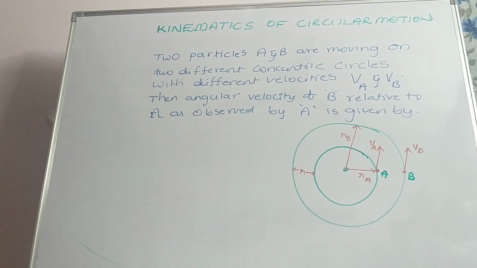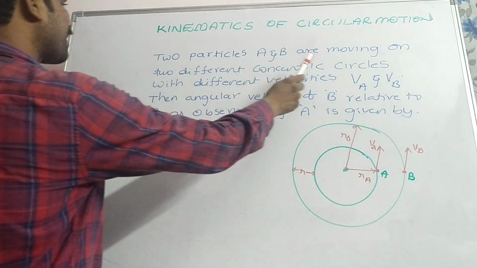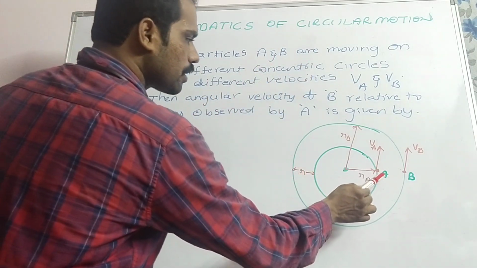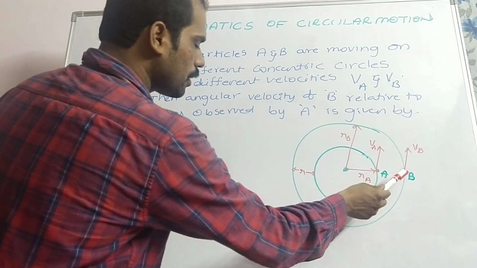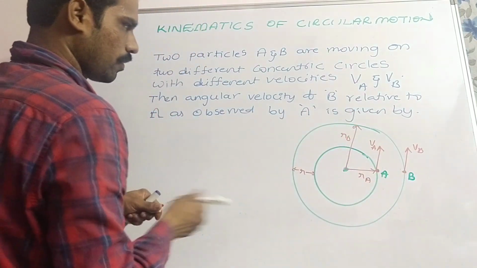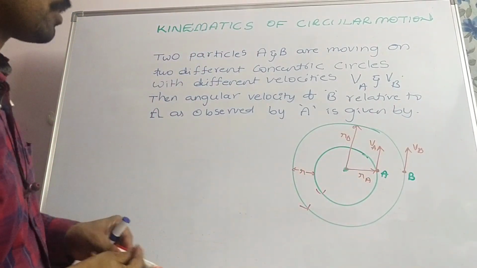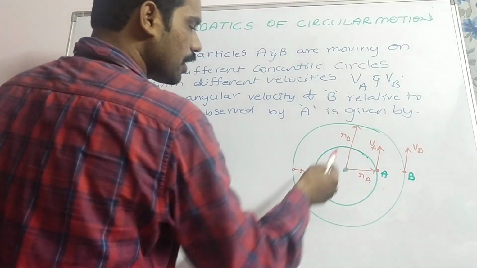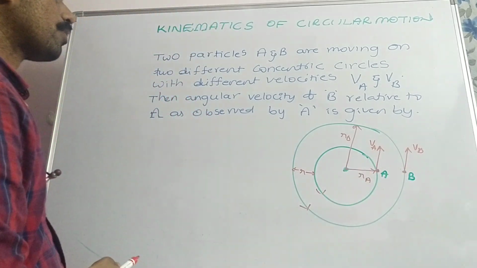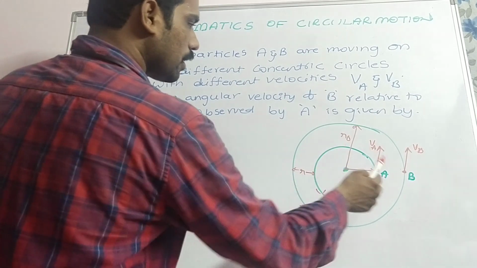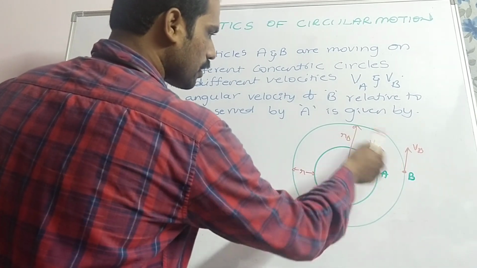So here is another question. Two particles A and B are moving on two different concentric circles with different velocities. Let us consider two particles A and B revolving with different velocities VA and VB. At a particular point, A has tangential velocity VA, and B has tangential or linear velocity VB. The distance from point A to the center is RA, and the distance of point B is RB.